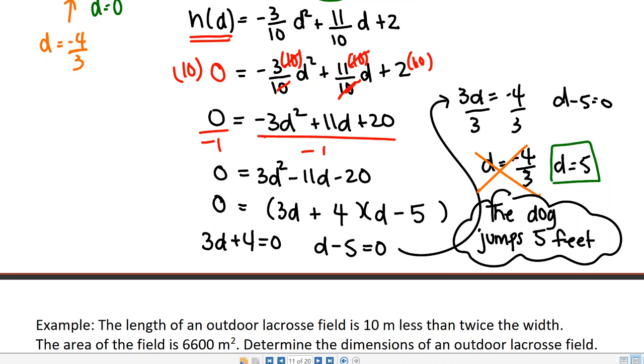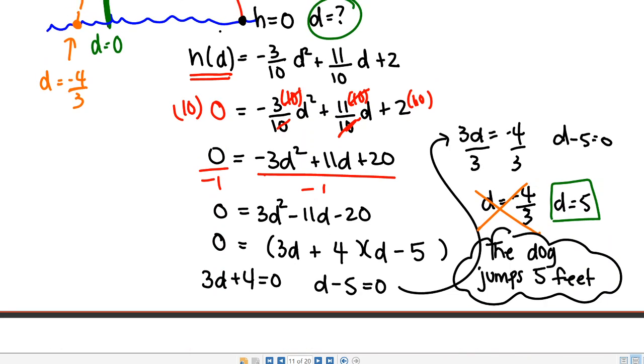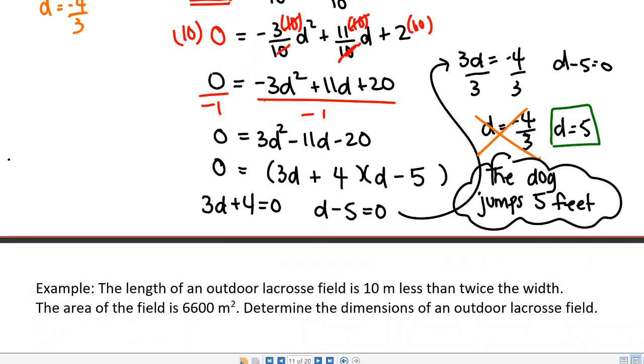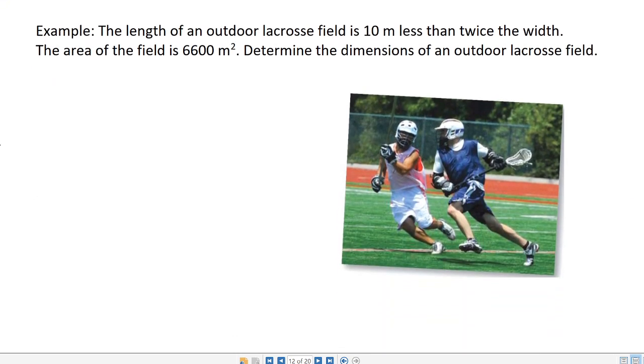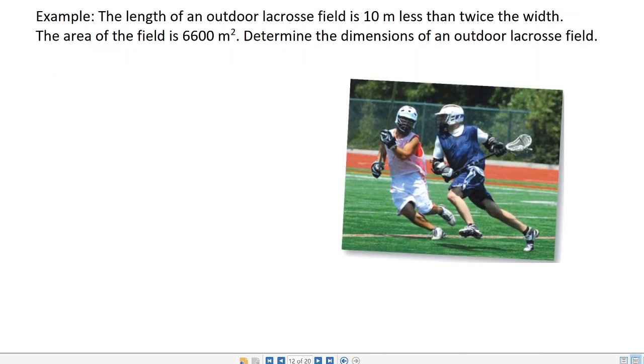All right. So that's an example of a word problem. It was a really good example because we got rid of the fractions and the negative, but the equation was given to us. So in this last example we're going to again have a word problem, but we're going to have to create the quadratic equation ourselves.